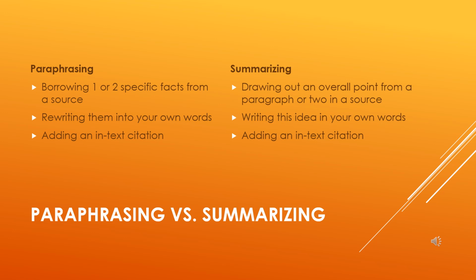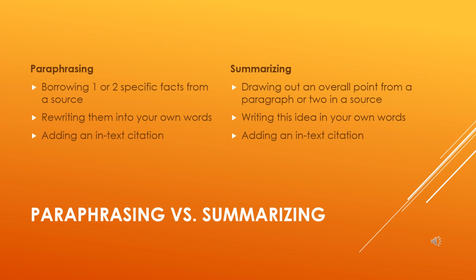Okay, paraphrasing versus summarizing. What's the difference? So if I'm going to paraphrase from a source, I'm probably borrowing one or two specific pieces of information. Typically, this is going to come from just a couple of sentences in my source. And then I'm going to take that information and rewrite it into my own words so that it flows better in my literature review, better than what a quotation would. And then I'm always going to add an in-text citation.